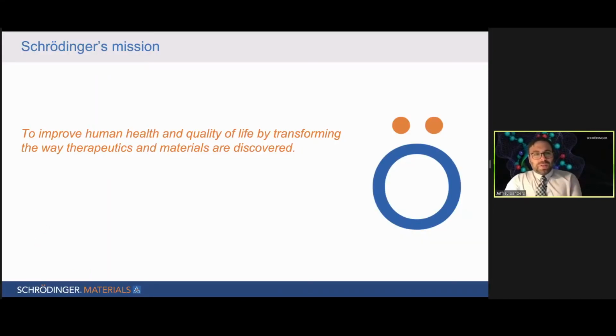If you're unfamiliar with Schrodinger, we've been around for about 30 years now, focused a lot on life science and materials discovery, so new material discovery. Our purpose here really is to improve human health and the quality of life by transforming the way materials, therapeutics, and new chemistries are designed and discovered.